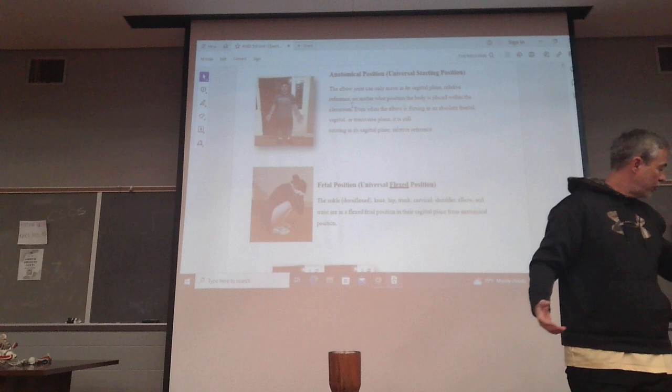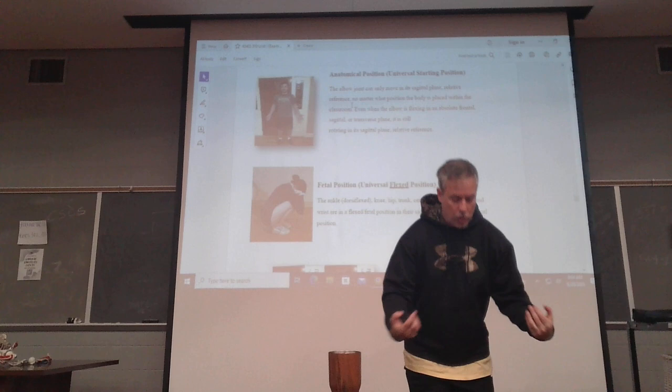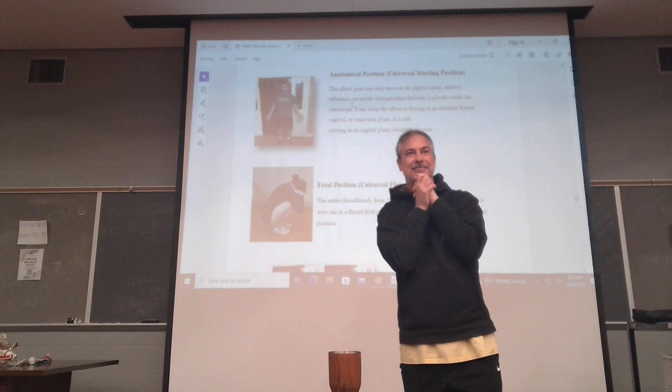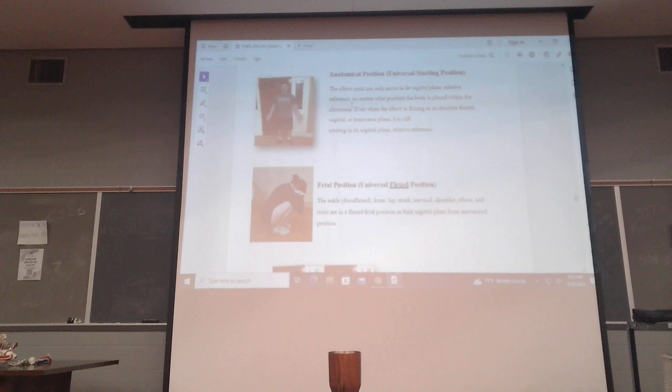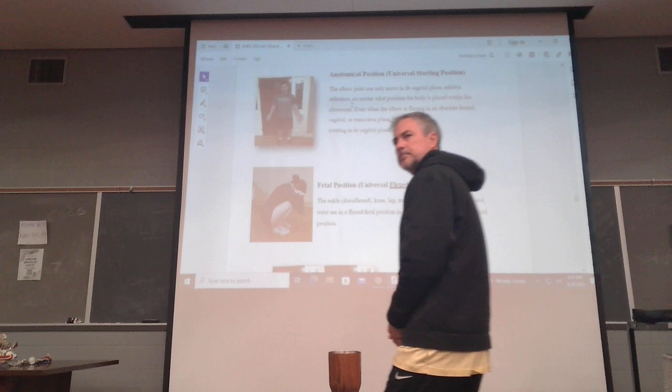The pathway from anatomical to fetal position is flexion. Flexion is the direction of motion you travel to get to fetal. Doesn't that just seem more comfortable than dealing with angles?